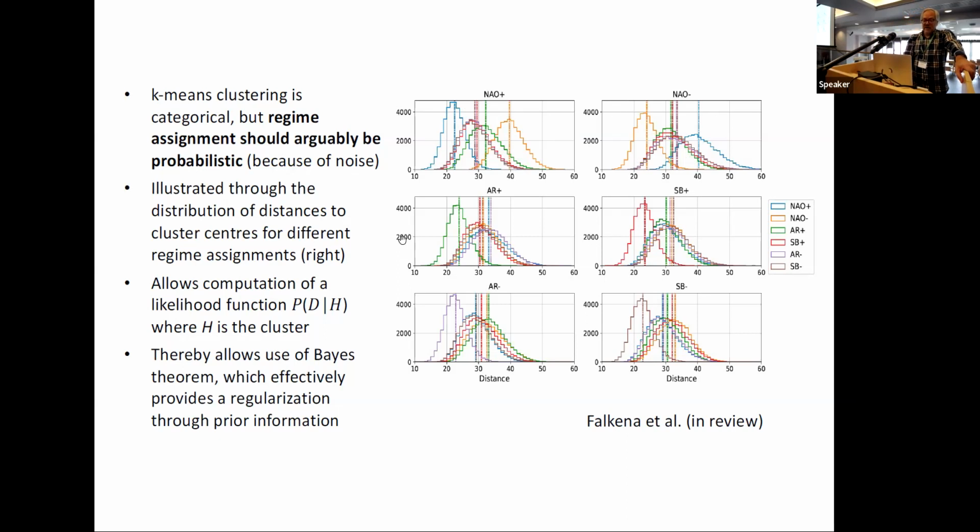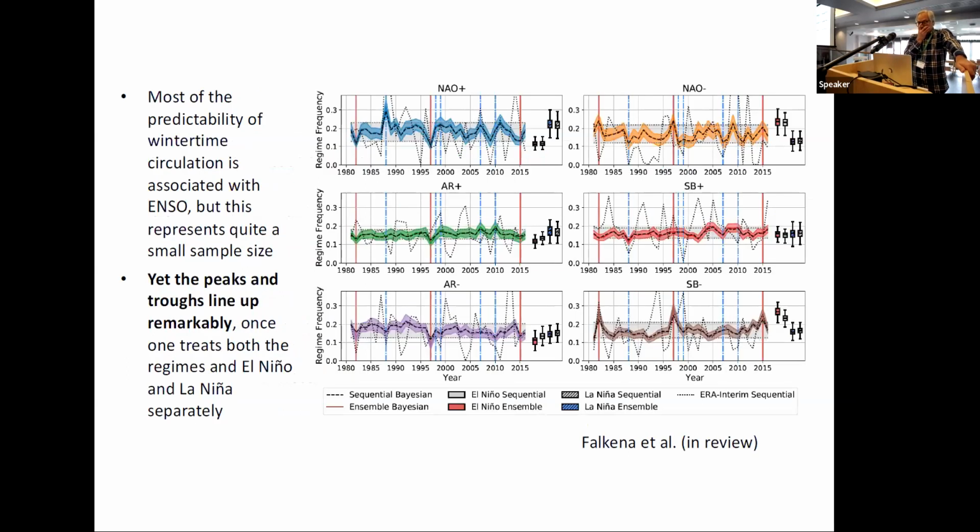So you can compute a likelihood function. You can just say what's the likelihood of that state being in a certain cluster, which means you can use Bayes' theorem. So we've used Bayes' theorem as an alternative to regularization. It's a very simple application of Bayes' theorem, really. And most of the variability is actually coming from El Nino. And you can see that in the satellite record of almost 40 years, there's 3 El Ninos and 5 La Ninas.